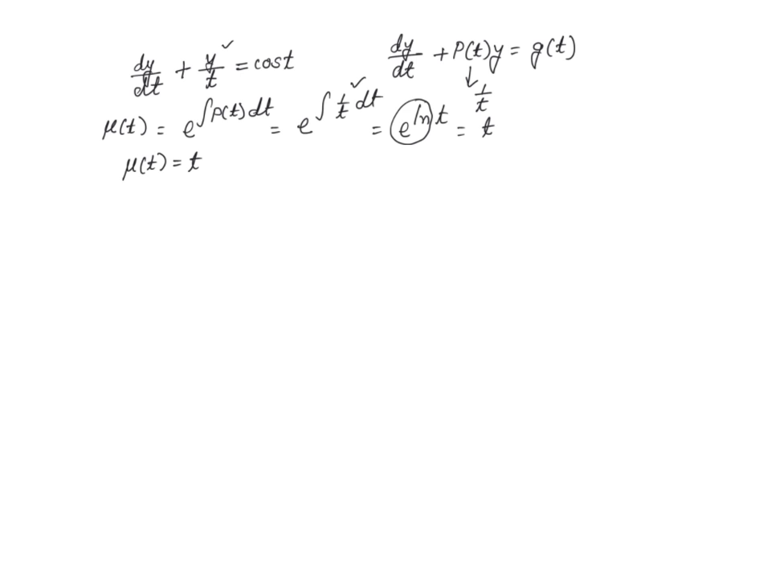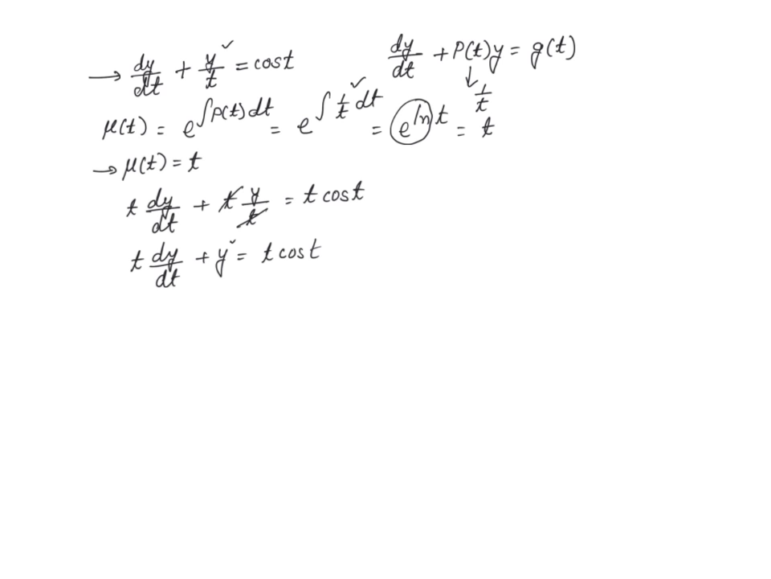Now we are going to multiply both sides of this given differential equation by this mu of t. If we do that, we get t times dy over dt plus t times y over t is equal to t times cosine of t. And if we simplify it further, we get t dy over dt plus y, because this t and t are going to cancel out, equal to t times cosine of t on the right hand side and just y here.